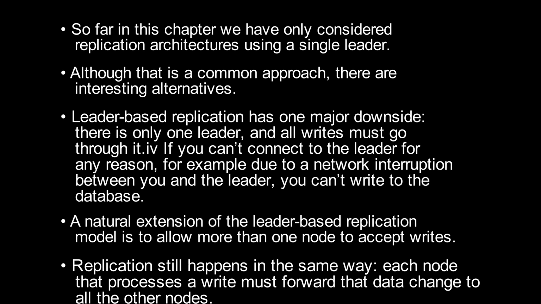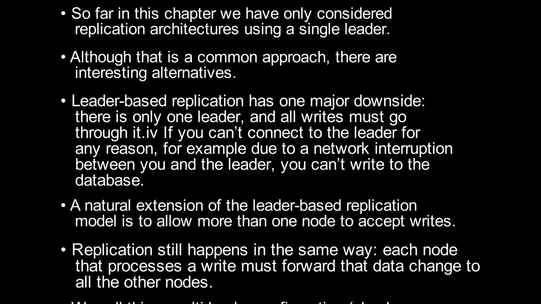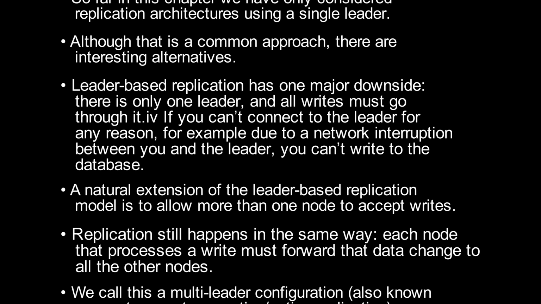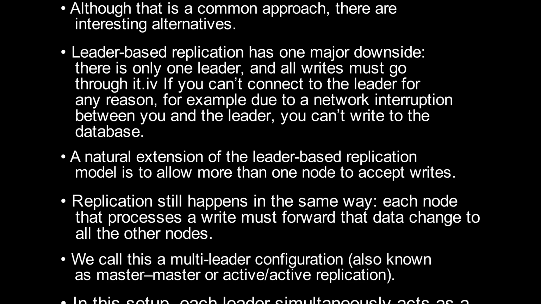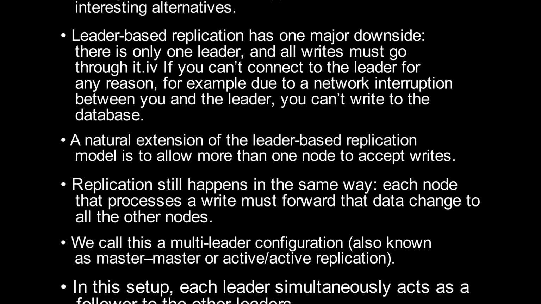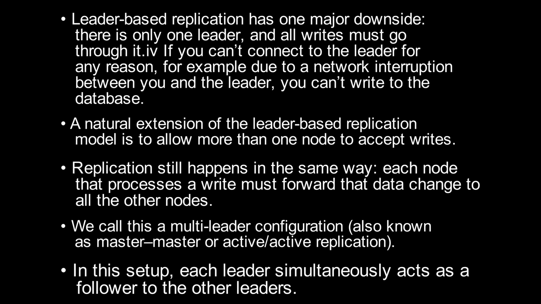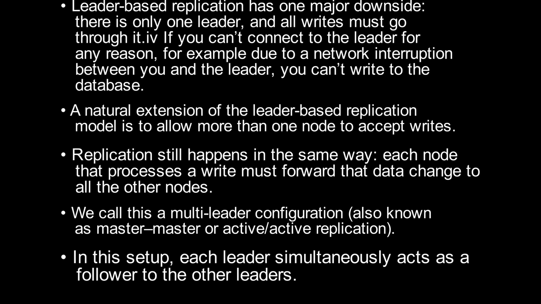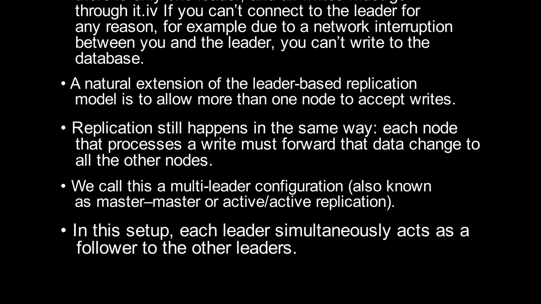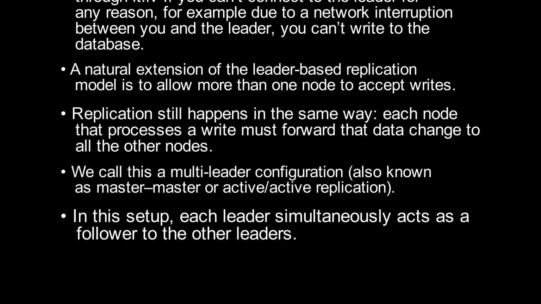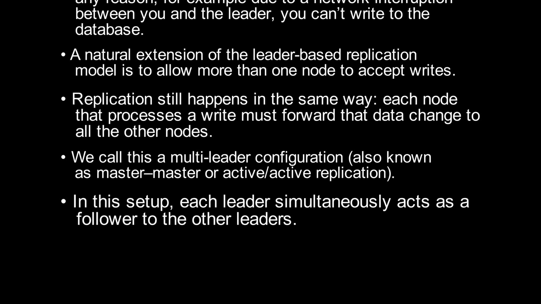A natural extension of the leader-based replication model is to allow more than one node to accept writes. Replication still happens in the same way. Each node that processes a write must forward that data change to all the other nodes. We call this a multi-leader configuration, also known as master-master or active/active replication. In this setup, each leader simultaneously acts as a follower to the other leaders.